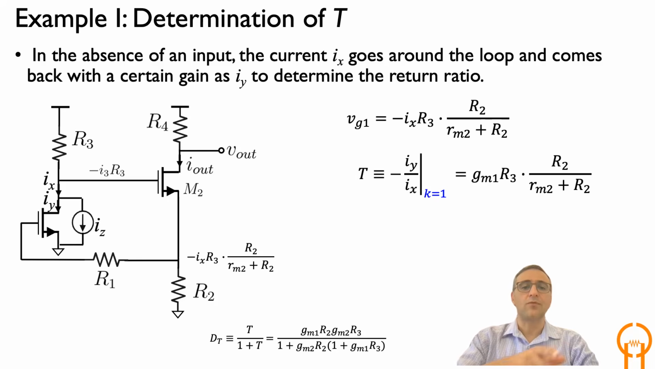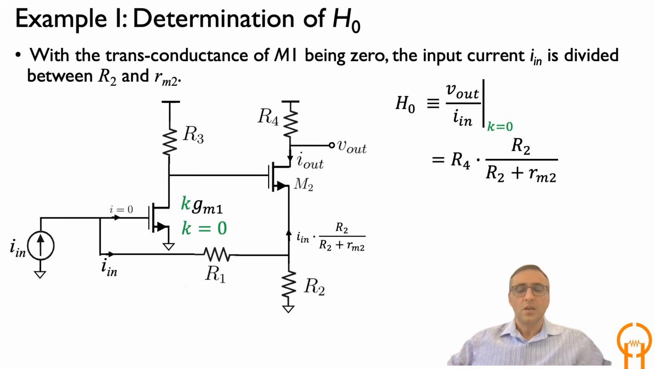Now that you have the gate voltage of M1, you can calculate IX by multiplying by GM1. That produces the return ratio given up here, which is GM1 R3 times R2 over RM2 plus R2. And if you want to convert this to a multiplicative factor, you can always use the expression we have on the bottom. As you can see here, you have an expression for T over 1 plus T.